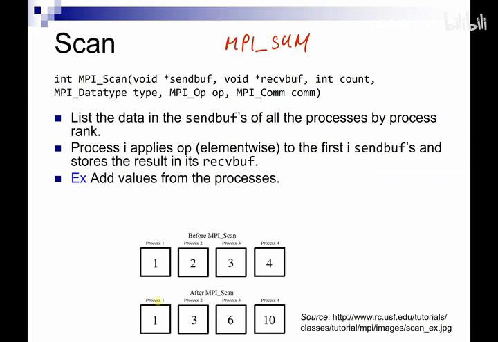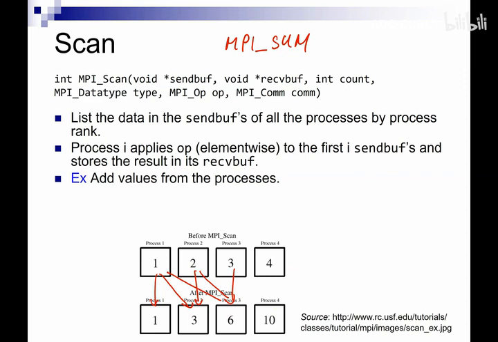So for example, for this process over here, if you're doing MPI sum, then it gets the sum of the first value, which is just 1. The second process gets the sum of the first 2 values, so 1 plus 2 is 3. The third process gets the sum of the first 3 values, so that's 6. And then the fourth process sums all of these values, so it gets a 10. This operation is called scan.